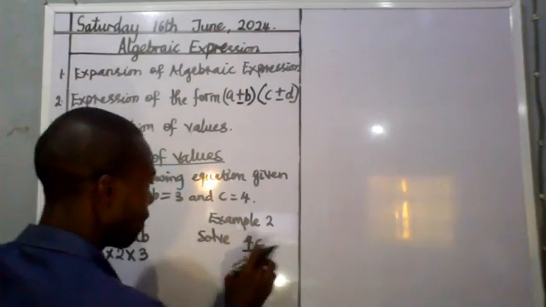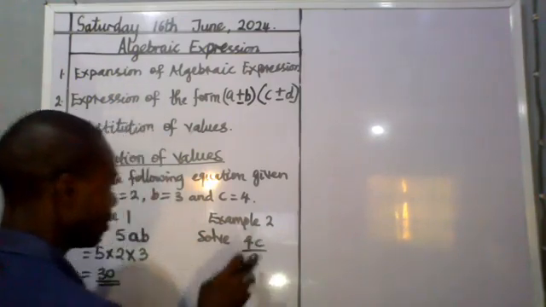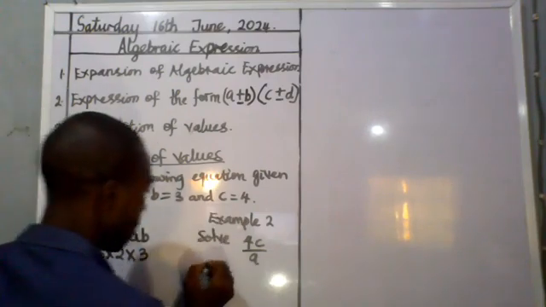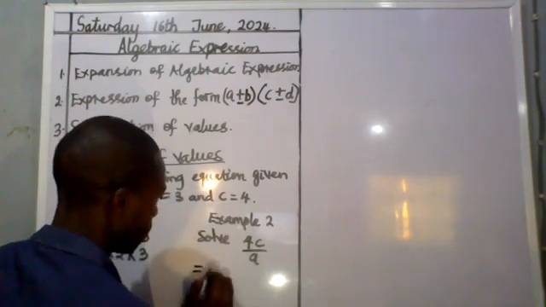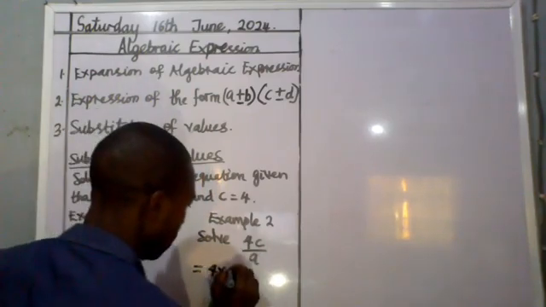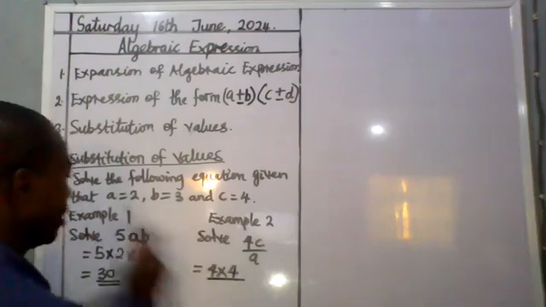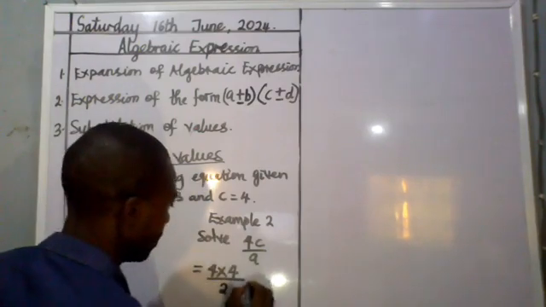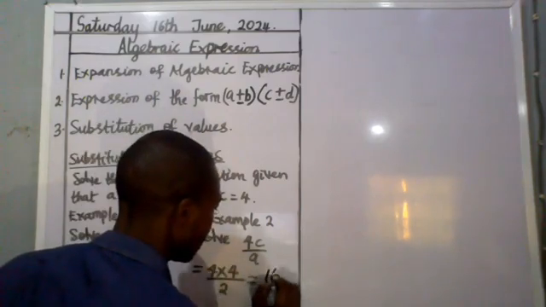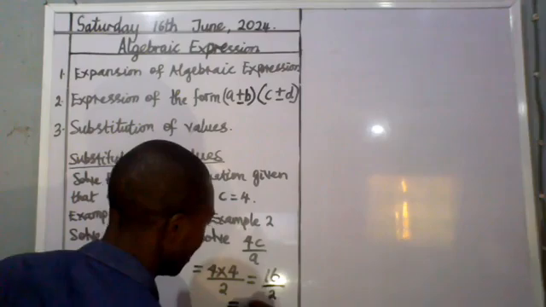Now let's go to this one. 4c divided by a. So we're going to substitute a for 2 and c for 4. Now it goes this way. 4 times, what is c? 4. 4 divided by a. What is a? 2. Now here it means 4 times 4 is what? 16. 16 divided by 2, the answer is 8.